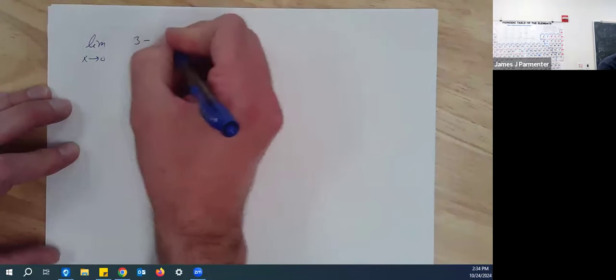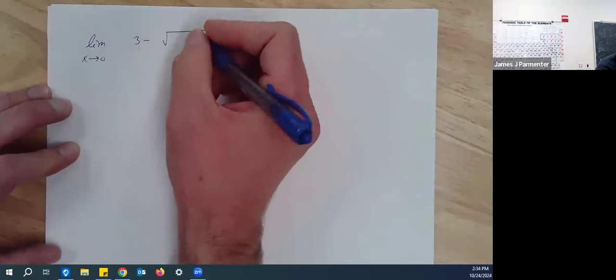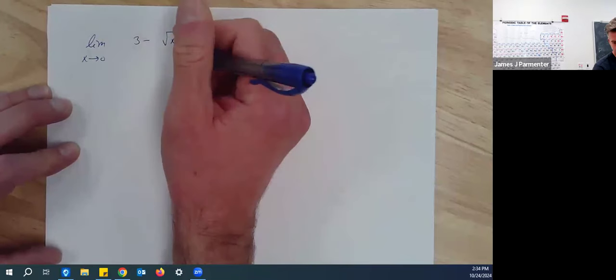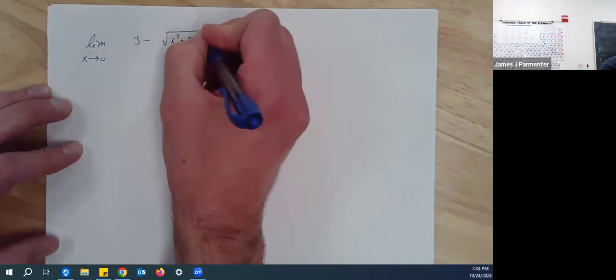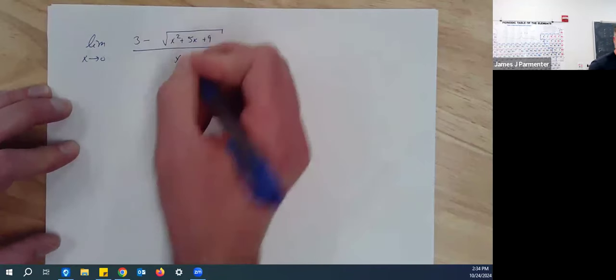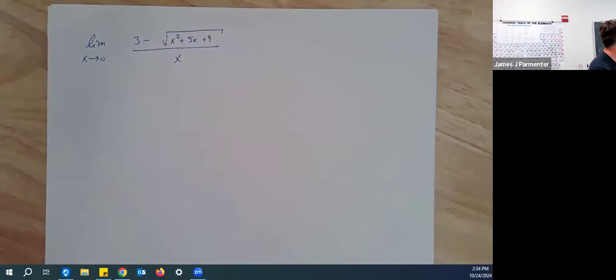Let's say we have 3 minus the square root of x squared plus 5x plus 9, all over x. And when you look at this, well, what should I do first? That is the second thing I should do. What's the first thing I should do?